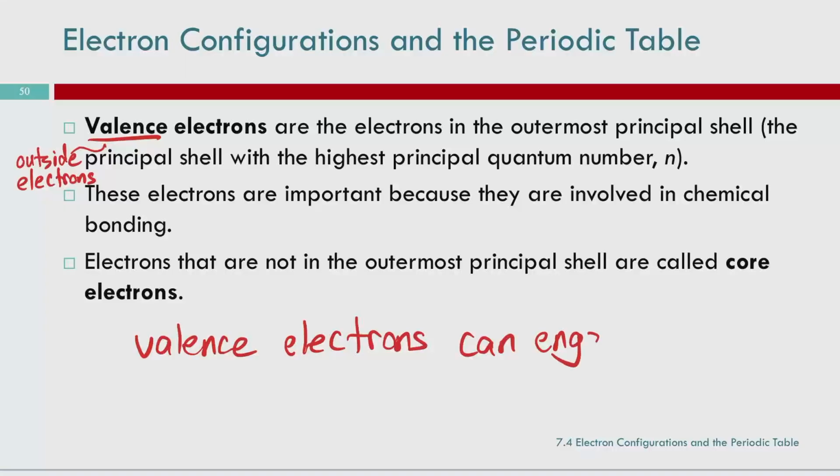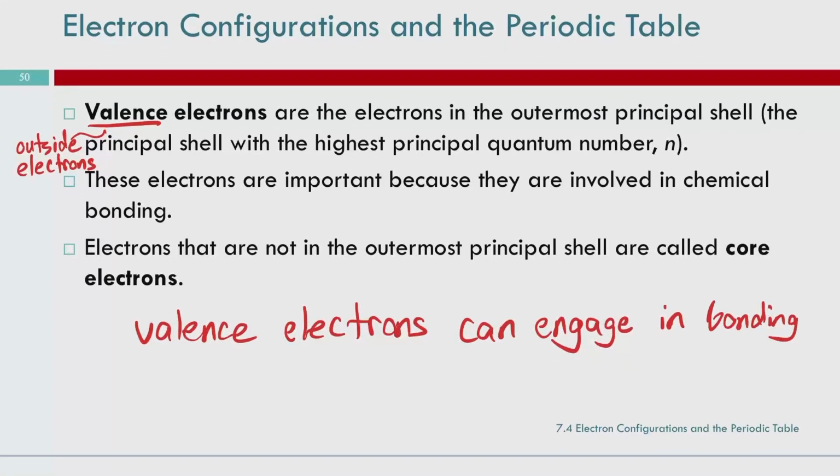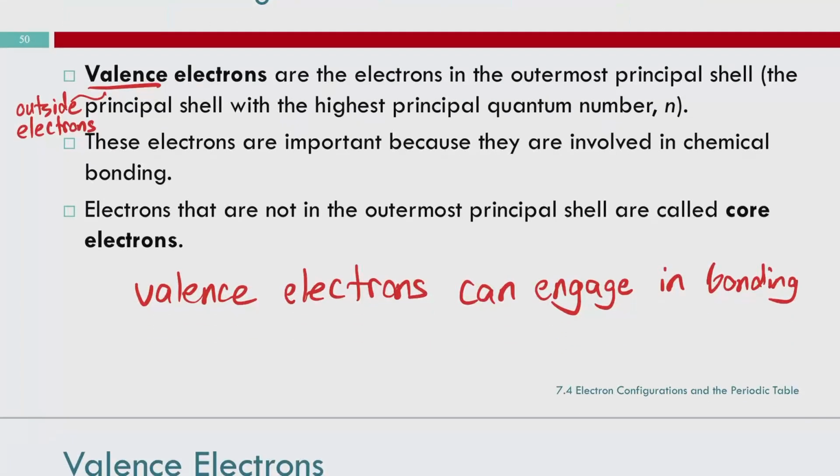So valence electrons can engage in bonding. They can also be stolen. They can also be given away, depending on how you want to think about it. So it's those valence electrons on the outside that can be pulled off, or they can be linked up with other atoms to form bonds, which we're going to talk about more in this chapter. Everything that's not in those valence electrons, those outside electrons, is core electrons.